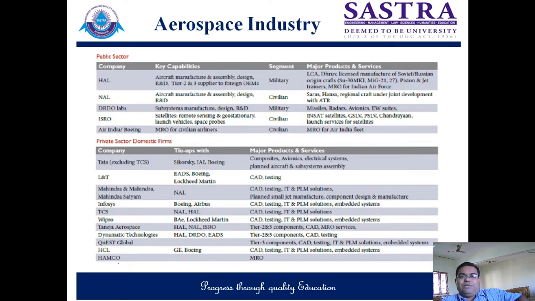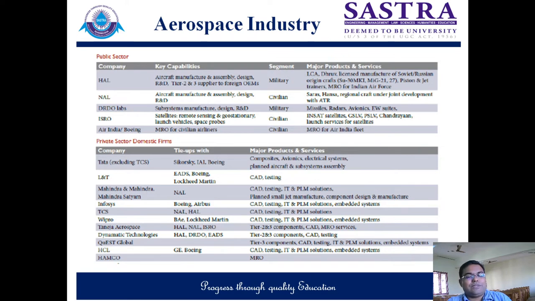If we look at the public sector aerospace industry, there is HAL. What are their capabilities? Aircraft manufacturing and assembly, design, R&D, tier 2 and 3 supply to foreign original equipment manufacturers. They are particularly working in the military areas. They are developing the light combat aircraft, drone, licensed manufacturing for Soviet Russian origin craft, Sukhoi 30 MKI, MiG-21, 27, piston and jet trainers, and MRO for the Indian Air Force.